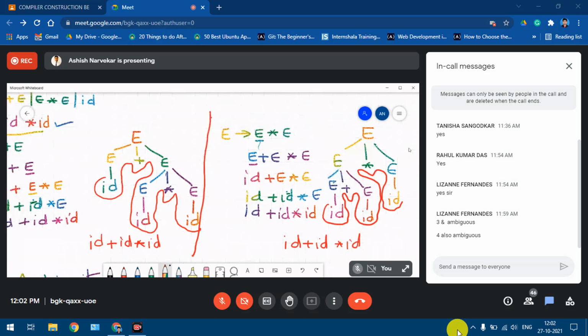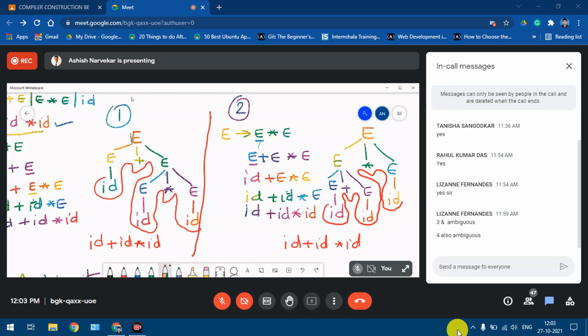Okay. So now if you look at this particular grammar and the string that is given to us, which is id plus id into id, and looking at these two parse trees, let's number them. Let's say this is parse tree 1 and this is parse tree 2. If you are given the decision making authority to decide which of the parse trees to be chosen, then which parse tree will you choose in order to get a right answer?